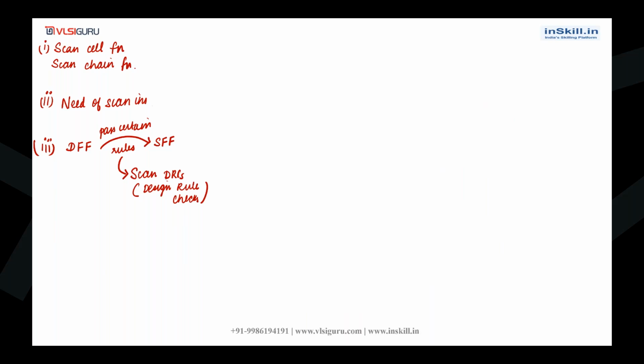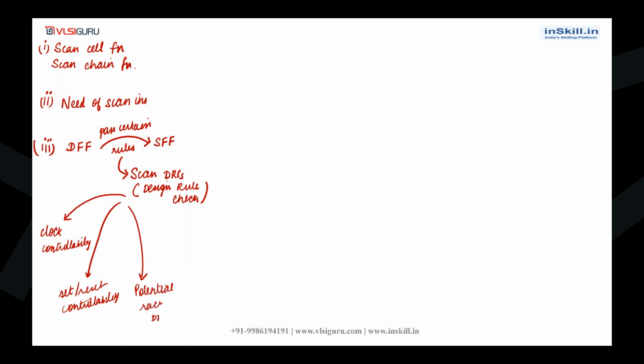Okay, so there will be various scan DRCs, like the clock controllability DRC, and then the set reset controllability DRC, the potential race DRC, the feedback loop DRC, the X source DRC, and the bus contention DRC. So there will be various scan DRCs.